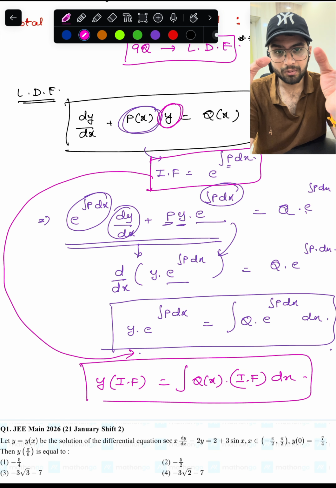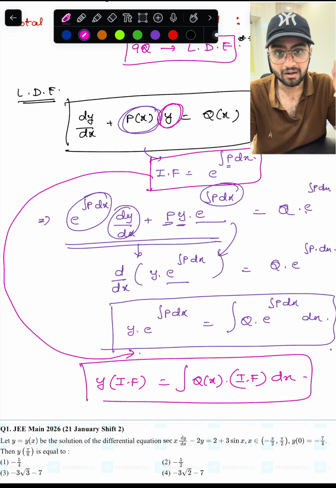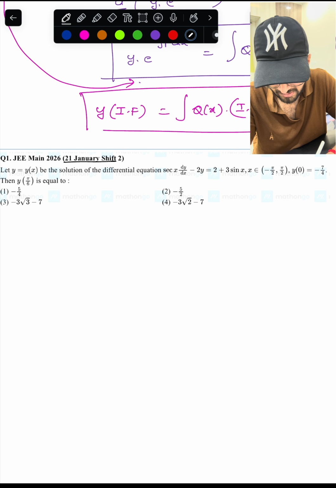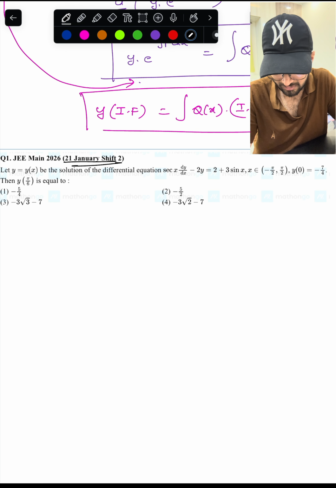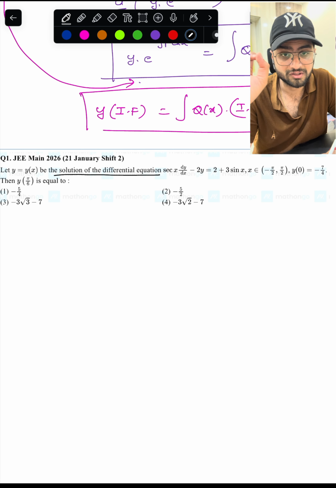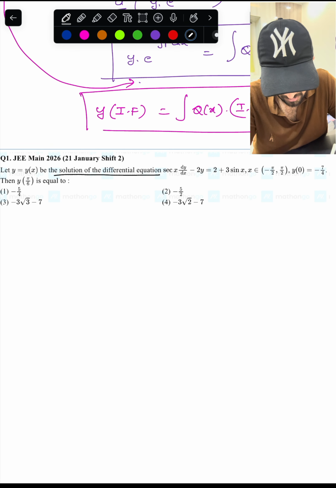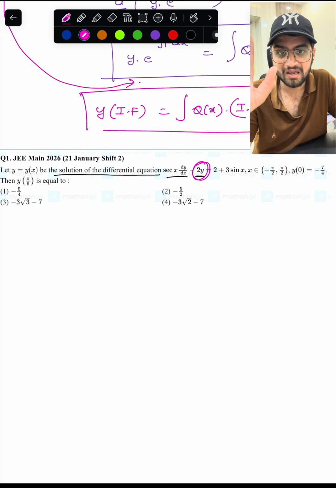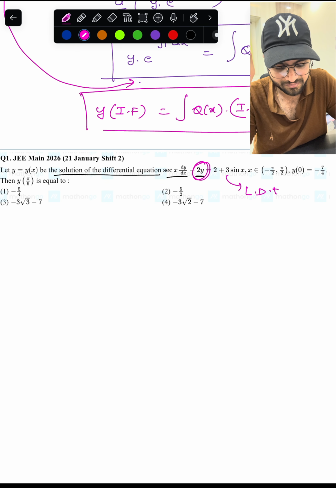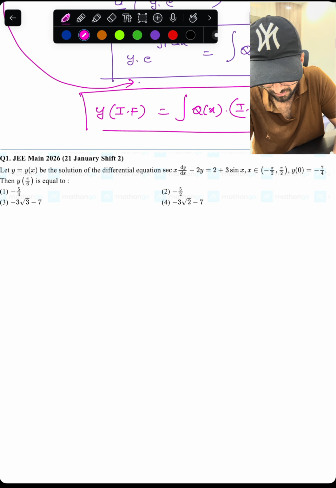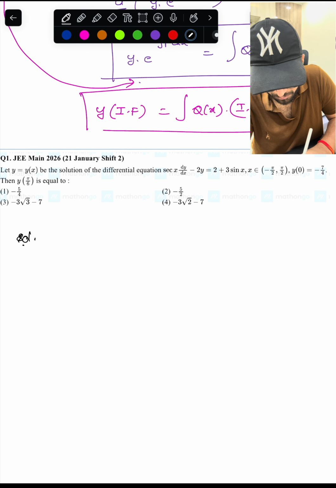Now let's apply all this knowledge in the questions. Let's dive into the first question, which was asked in 21st January shift 2. The question is: let y be a solution of the differential equation secant x dy by dx plus 2y. Guys, see here our confirmation came. We can spot y, and it is a linear differential equation. Now let's convert it into a proper linear differential equation.